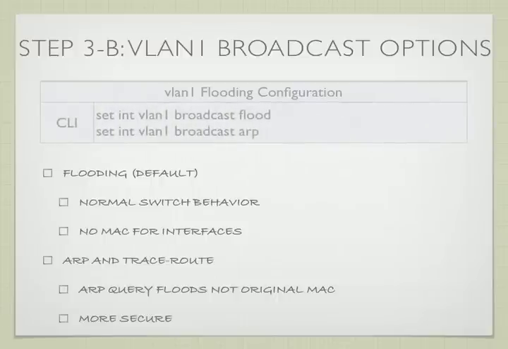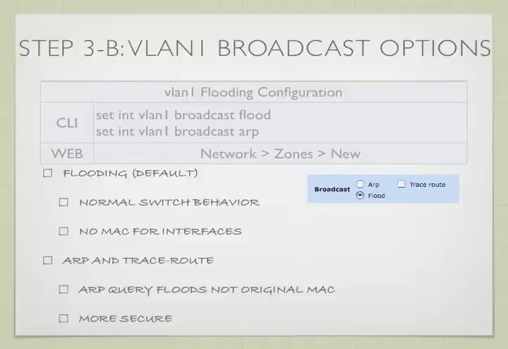So this is configured using the set interface parameters. It's either going to be broadcast flood or broadcast ARP, or in the web interface you're going to choose flood or ARP in the radio button, and then the trace route is optional if you want to use the ARP trace route method. You can do an ARP query, or you can do an ARP query which also includes a specific one-hop trace route.